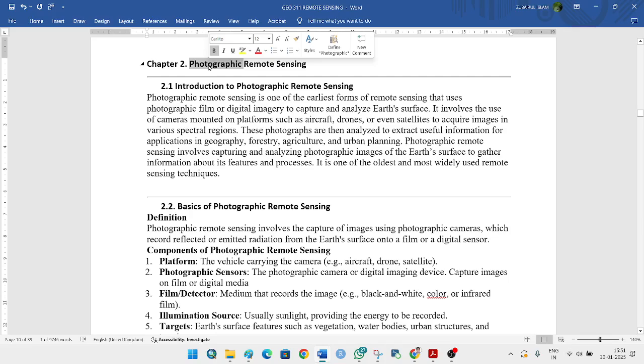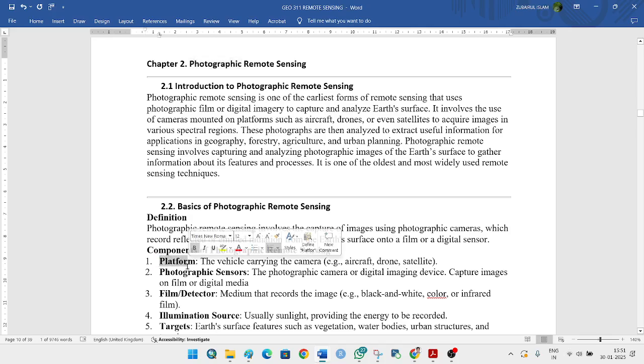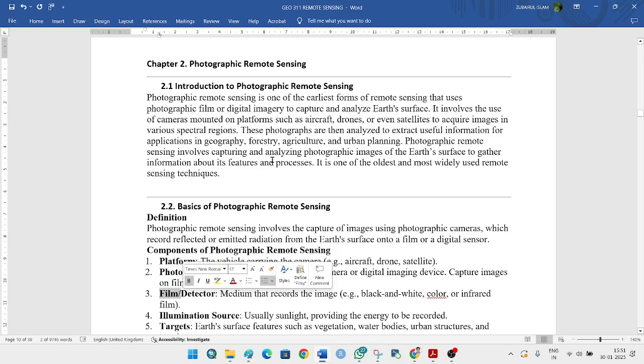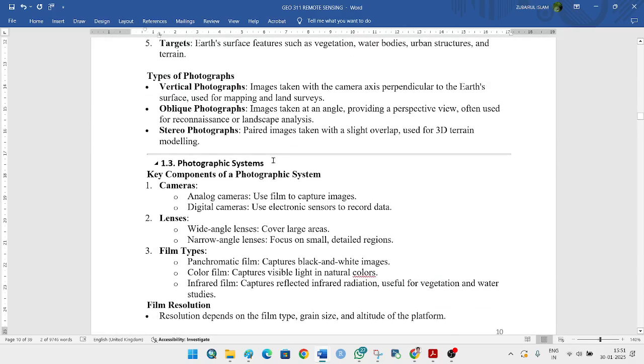And these photographs are taken from different platforms. There are different platforms, different photographic sensors, and film detectors. So all this is related to photographic remote sensing. What we need to know about the photograph is what the types of photograph are. Are they vertical photographs, oblique photographs, or stereo photographs?